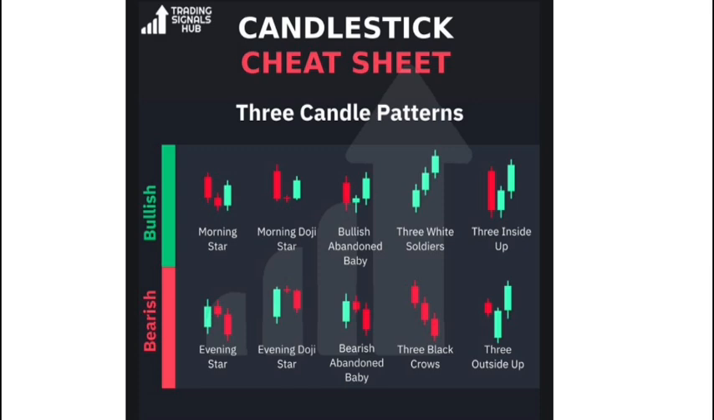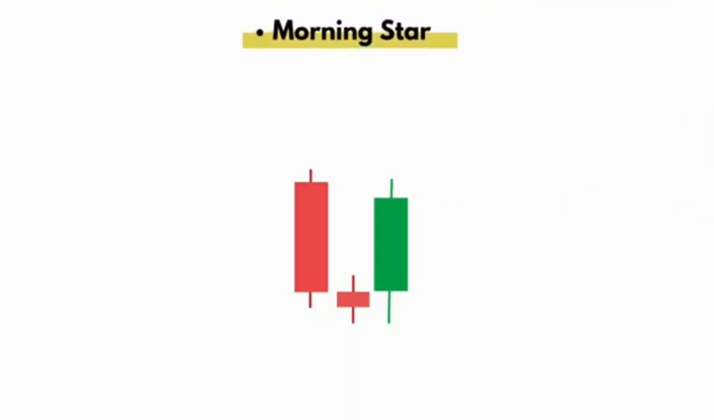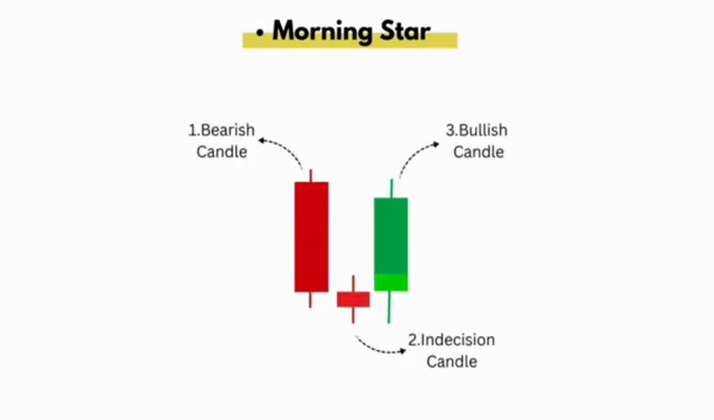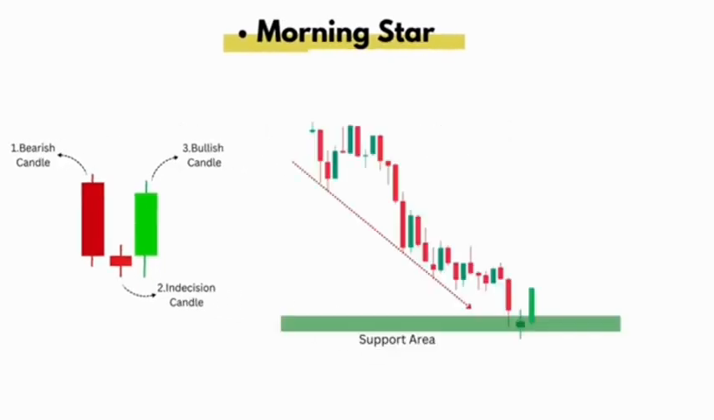Morning star candlestick pattern. First, let's talk about the morning star. The morning star is a bullish reversal pattern made up of 3 candlesticks. The first candle is a strong bearish candle, showing that sellers are in control. The second candle is an indecision candle, which tells us that buyers and sellers are evenly matched. The third candle is a strong bullish candle, confirming that buyers have taken control of the market.